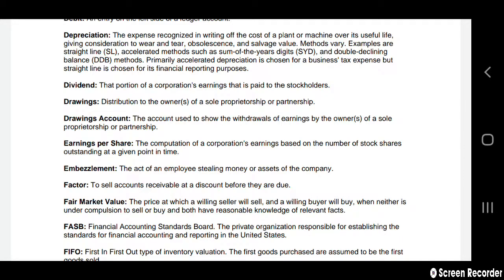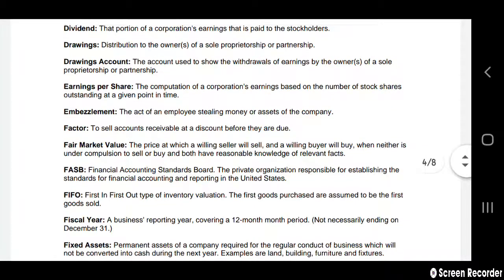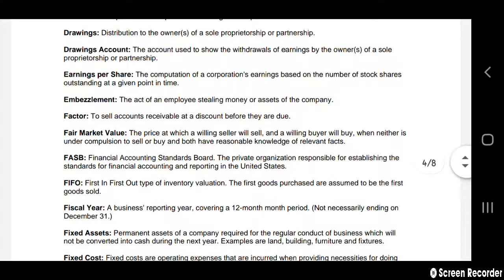reporting purpose. Next, dividend. It is that portion of a corporation's earnings that is paid to the stakeholders. Drawing. A distribution to the owners of a sole proprietorship or partnership is the drawings account.